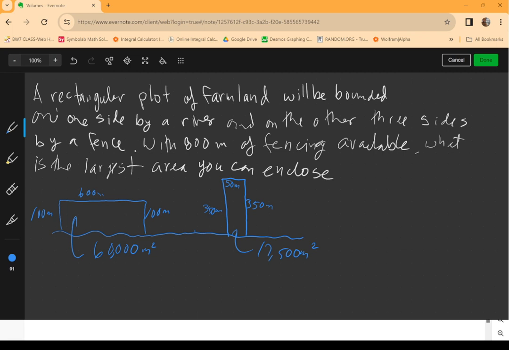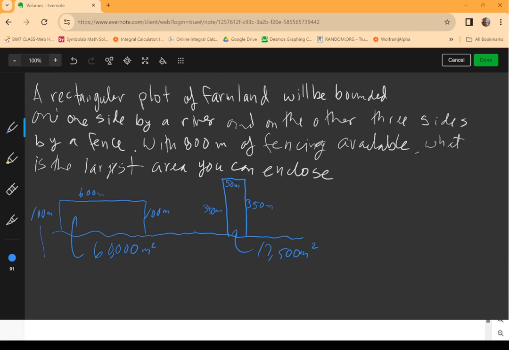So you see there is a difference in the amount of area that I'm going to be able to cover, depending on how I choose to use my fencing. Is this 60,000? That seems like a lot compared to 17,500 square meters. Is this the best that I can do? The idea here is not to just guess, just draw different rectangles and see which one is the best one.